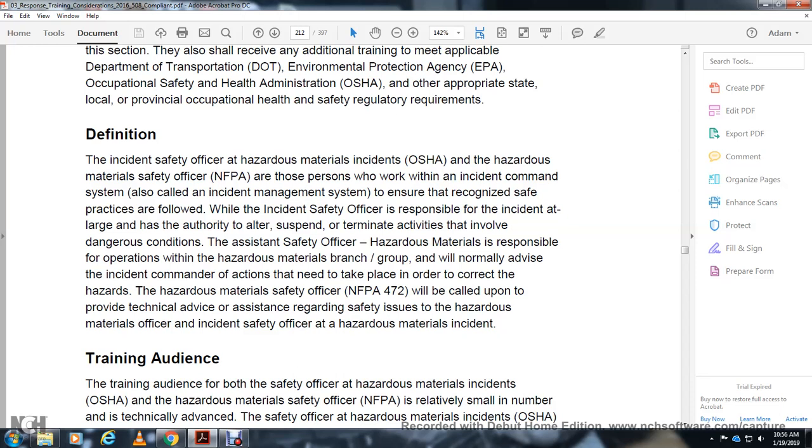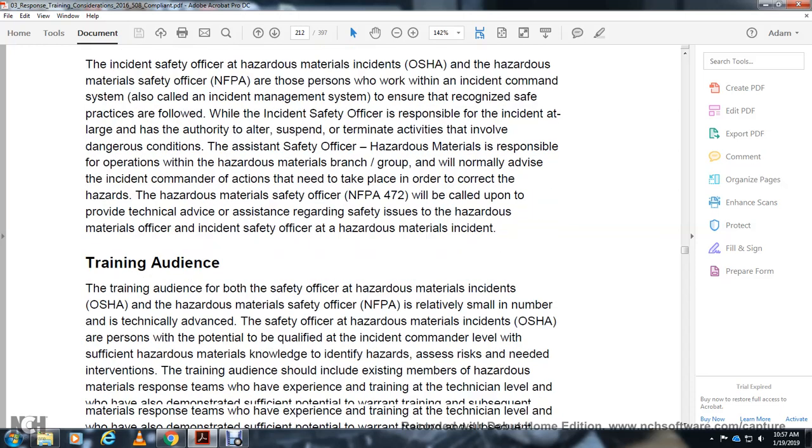The incident safety officer, hazardous material, is responsible for the operation of the hazardous material branch or group, normally headed by the incident commander, regarding the actions they need to take in order to correct the hazard. The hazardous material safety officer of the National Fire Protection Association 472 will be called upon to provide technical assistance regarding safety issues that the hazardous material officer and incident safety officer face with the hazardous material incident.